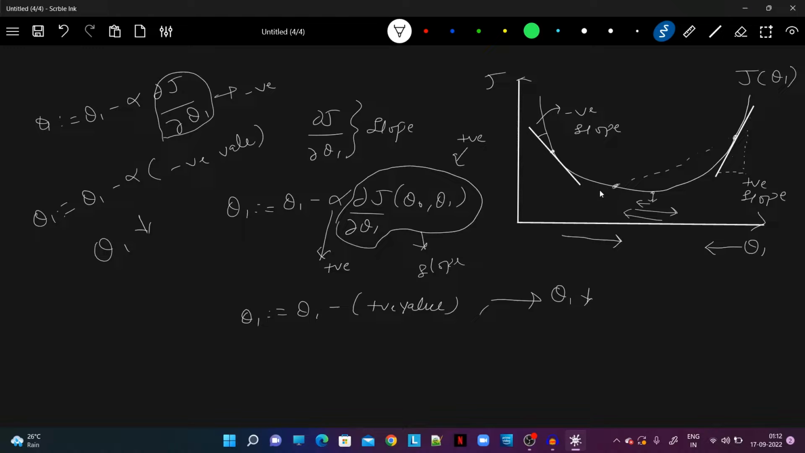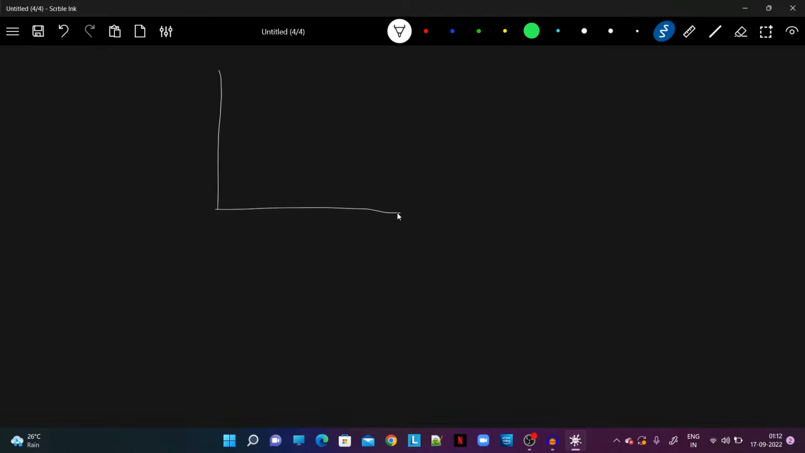Okay, also there might be cases where, for a certain value of theta 1, your cost function might not be a simple graph as we saw earlier. It could be something like this graph. In this case, suppose here your slope becomes 0 and this is a local minimum, and let's say your global minima is something like this, and this is your global minima.